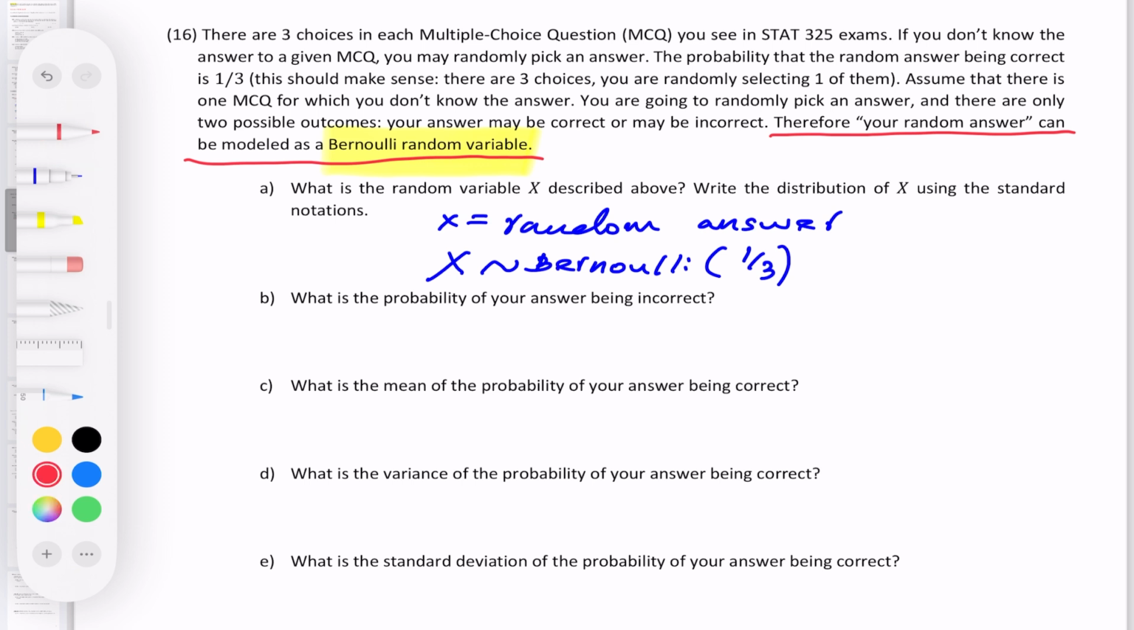Remember, when your distribution is a Bernoulli distribution, write it as x is distributed Bernoulli within parentheses p, where p is the probability of success. When you write it for a given question, make sure to use the given value of p.